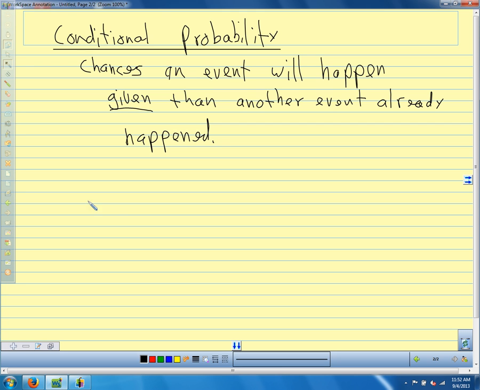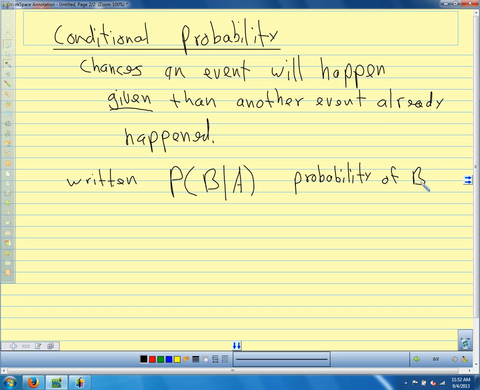The way that we write this, the way that you'll see it in our book, is P of B, and then we put this bar, and then A. So this is probability of B given A. So this is the way you'll see it, hear it spoken about. So this is the probability of B given A. The probability that B happens after A happens.